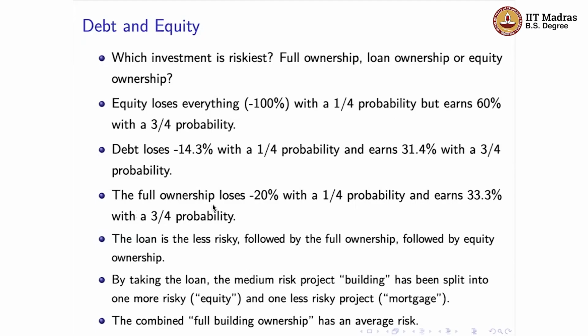And if you stare at the numbers, you can observe that basically the loan is the least risky among these three options, followed by full ownership, and the most risky option among these three is equity ownership, right? So what basically is going on is that by taking the loan, you have got a medium risky project, which was this building project. That has been split into two components. One is a more risky project compared to the building project. This is the equity. And you have got one which is a less risky project, which is mortgage, right? So this combined project which combines this equity and mortgage is of an intermediate risk compared to these two different things, right?